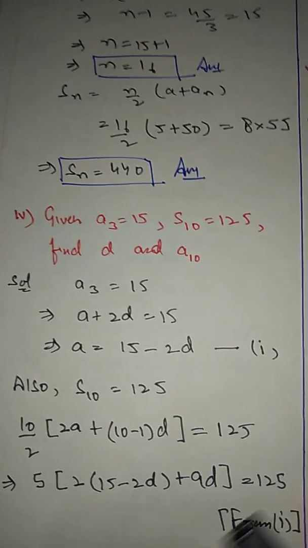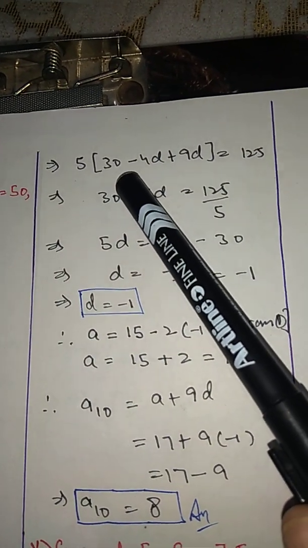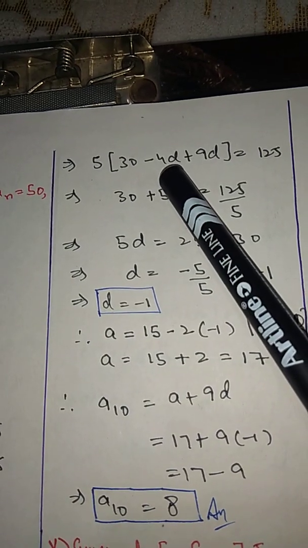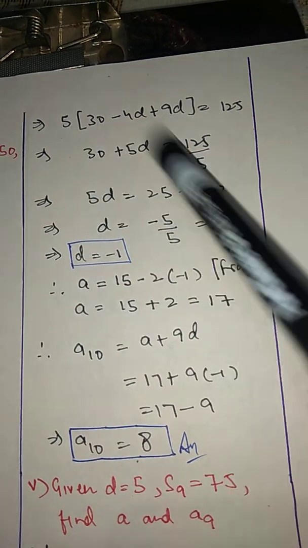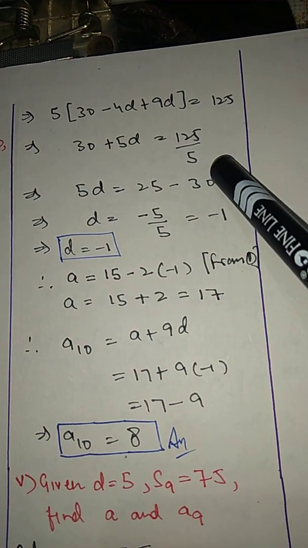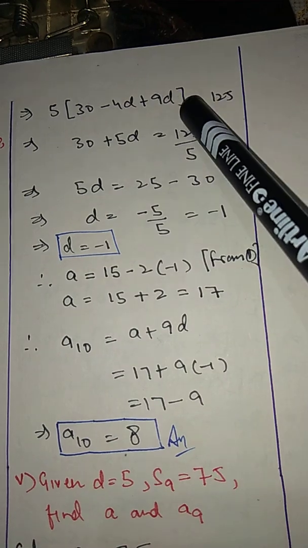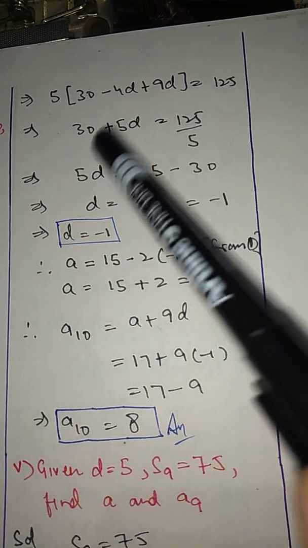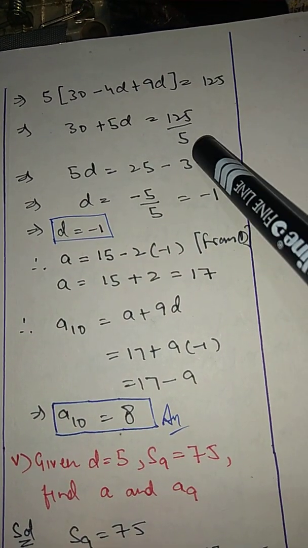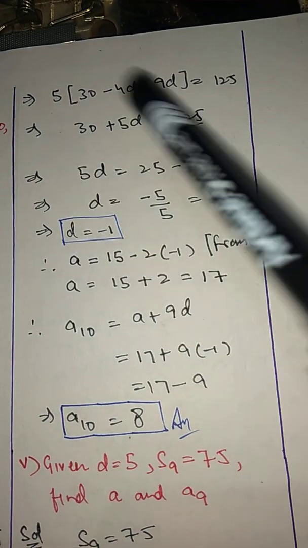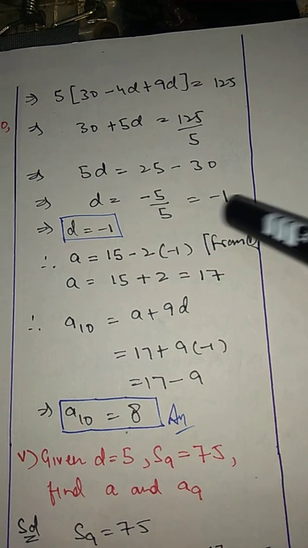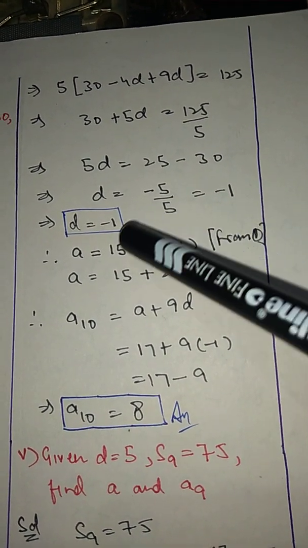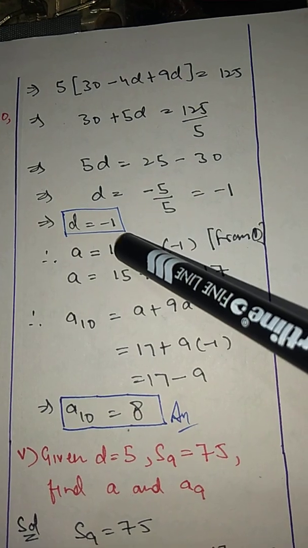So while solving this bracket we get 5 into 2 15s are 30 minus 2 2s are 4d plus 9d is equal to 125. So 5 is transposed to the RHS, it becomes a divisor of 125. Then minus 4d plus 9d gives 5d. So 30 plus 5d is equal to 125 upon 5, which is 25. So when we transpose 30 to the RHS, it becomes 5d is equal to 25 minus 30. So d is equal to minus 5 upon 5, which is equal to minus 1. So the first part we had to find d, so d is equal to minus 1.